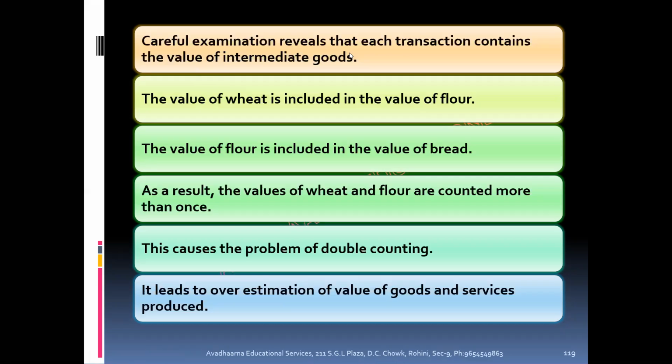Careful examination reveals that each transaction contains the value of intermediate goods. We have already seen the value of wheat is included in the value of flour. The value of flour is included in the value of bread. As a result, the values of wheat and flour are counted more than once, and this may cause a problem of double counting. That is why we subtract intermediate consumption from the value of output. If we double count them, it is going to lead to overestimation of the value of goods and services produced. So in order to avoid the problem of double counting, we subtract intermediate consumption from the final output.